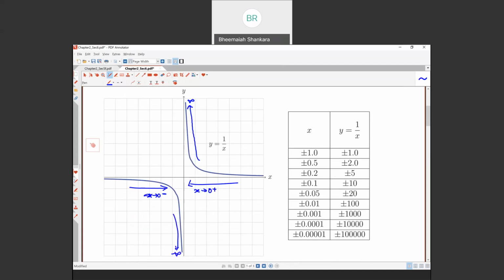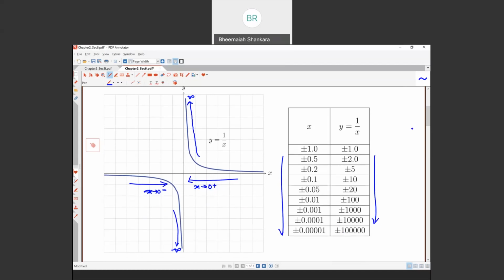You also see these values in the graph. When you choose the positive values, 1, 0.5 and so on, the x values are approaching 0, but the functional values are blowing up. It becomes higher and higher. It goes up to infinity. But when you choose the negative values for x, you see the functional values are becoming smaller and smaller and they go all the way to negative infinity when you read the graph in this direction. So these have been discussed here.